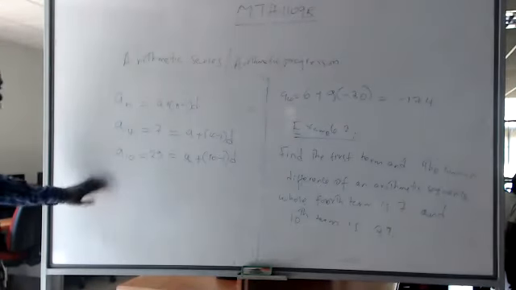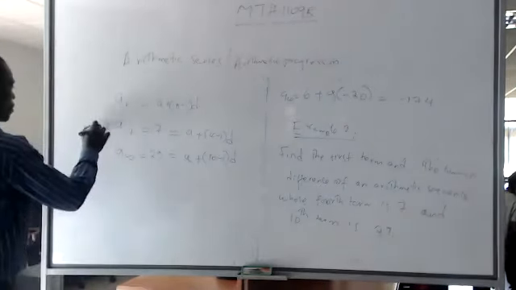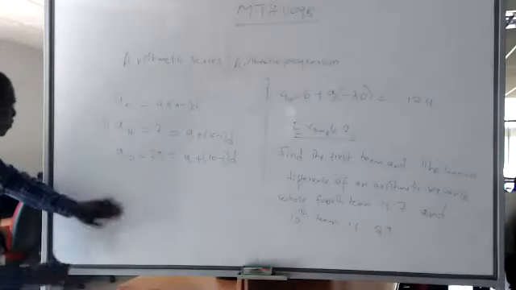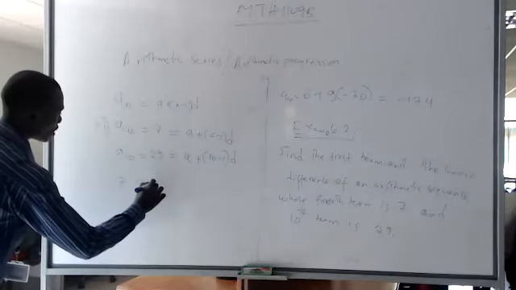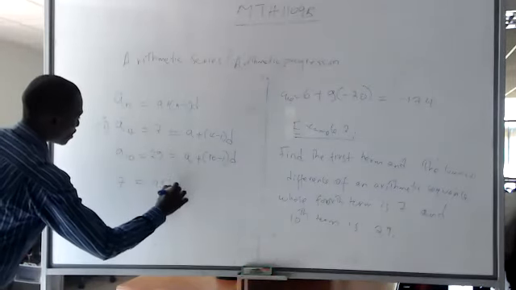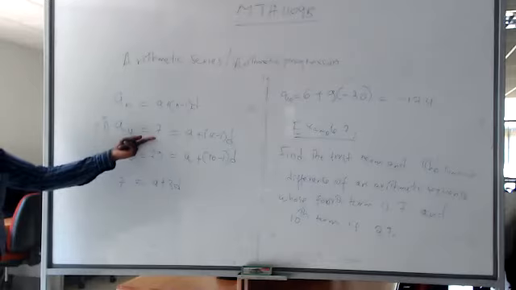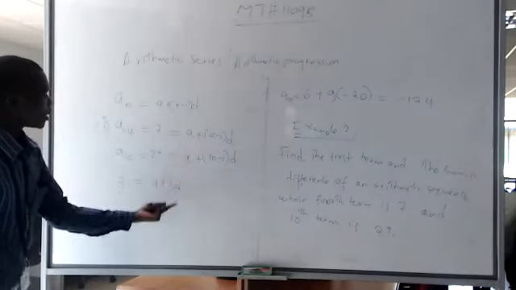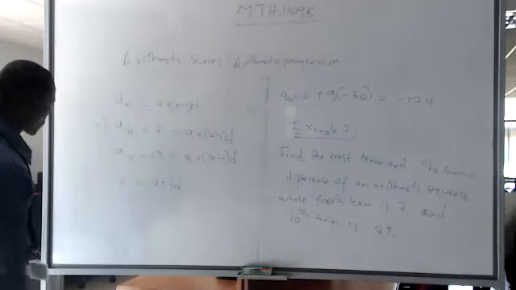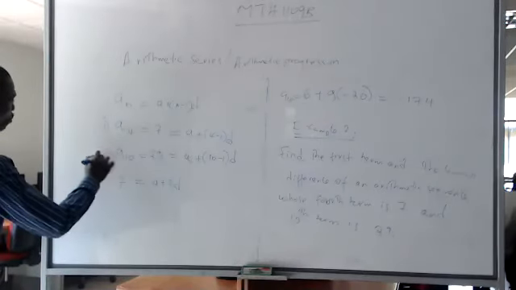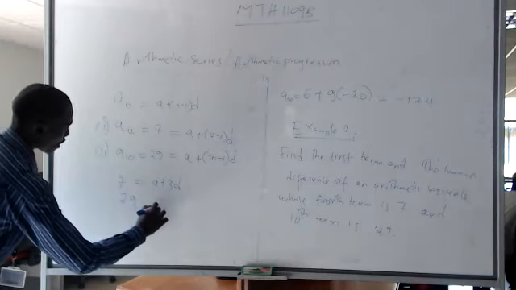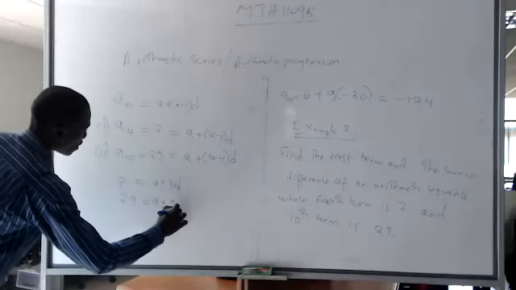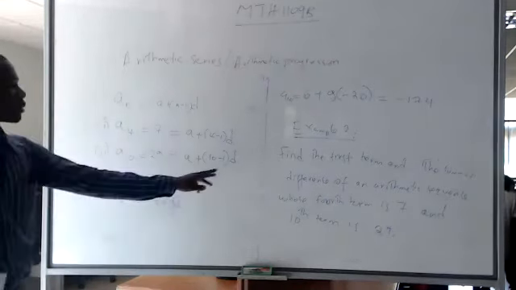So let's see. From equation 1, we get that 7 is a plus 3d, where 3 is 4 minus 1. From equation 2, we get that 29 is a plus 9d, where 9 is 10 minus 1.